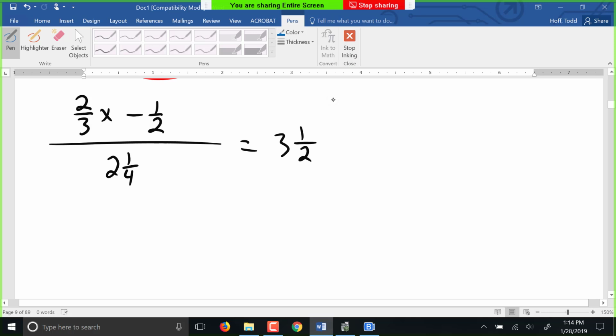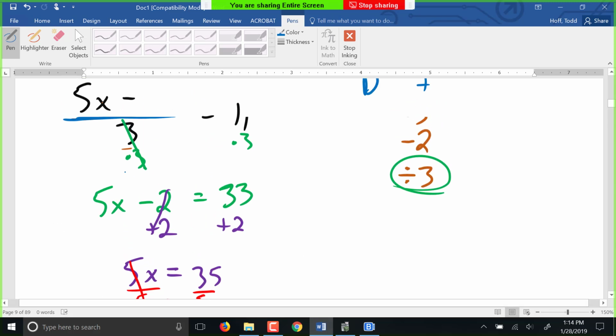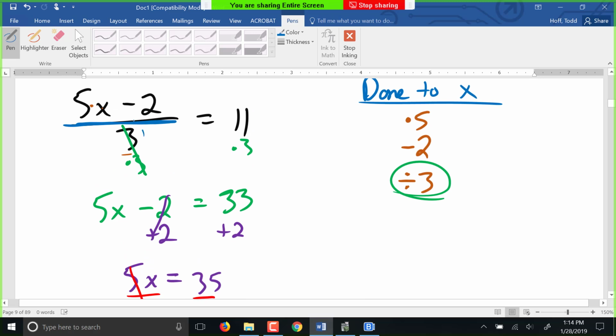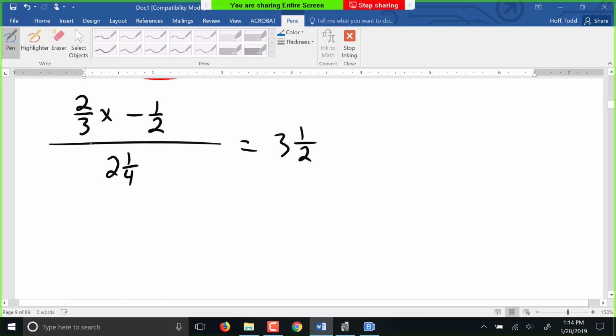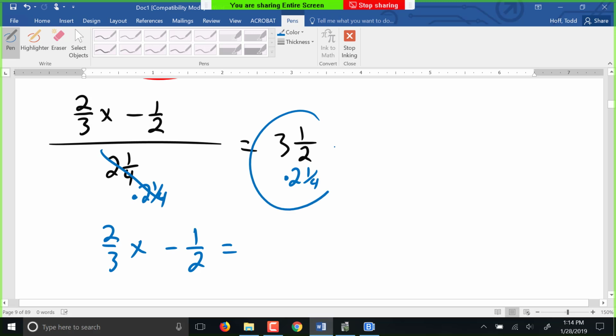What do we do first here? Exactly like the one we just did. What do we do first here? Multiply by 3 to get rid of that. Down here, we're going to multiply by 2 1/4 to get rid of that. So over on the left side, we just have the 2/3 x minus 1/2. On the right side, we've got to multiply that out.